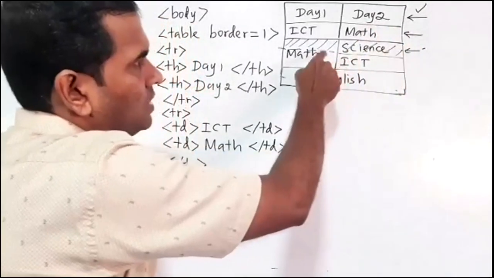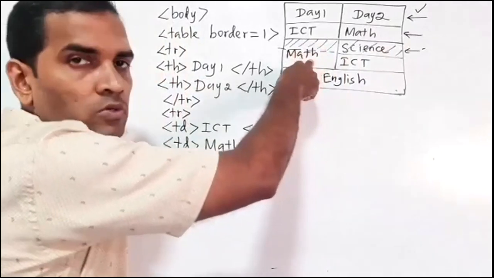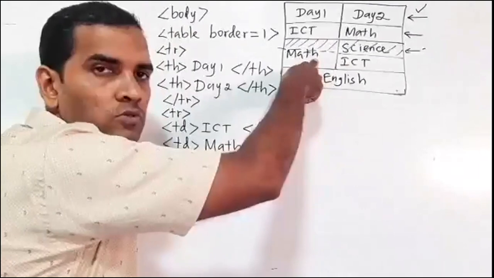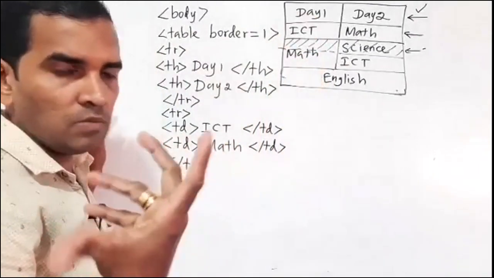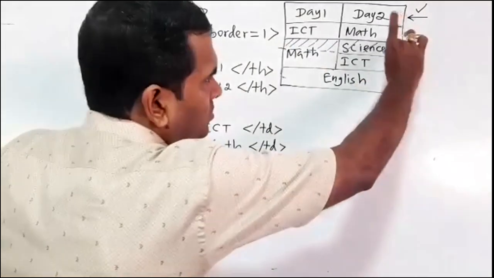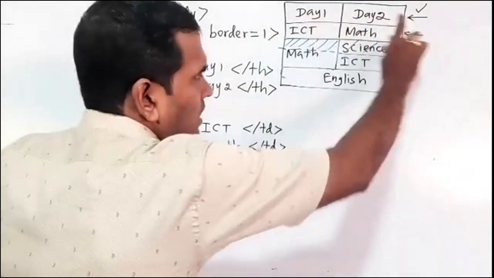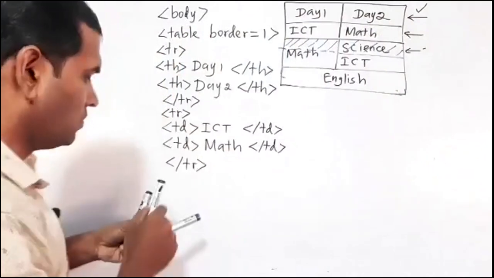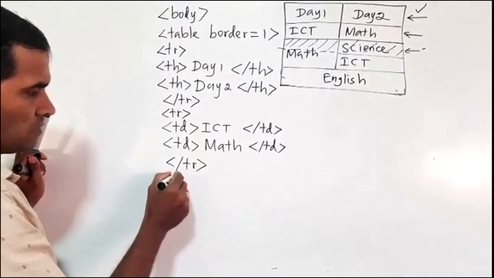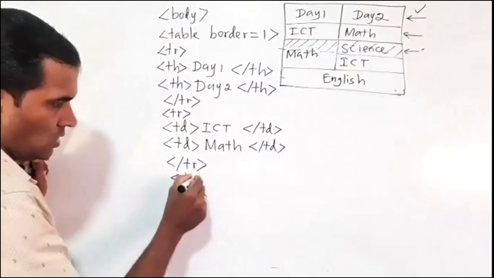But here the problem is the third row and fourth row. You have two cells, one in the third row and the other in the fourth row, but they are merged. That may be an issue. But now I'm going to create this top row, that highlighted row. Watch it carefully. So this is tr, table row.